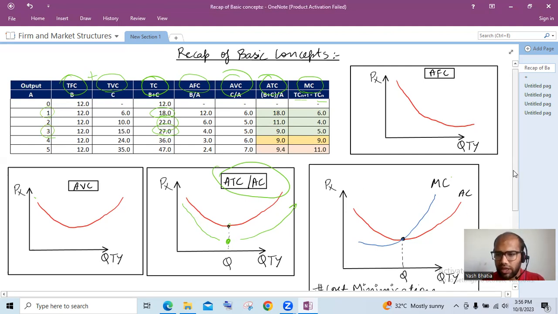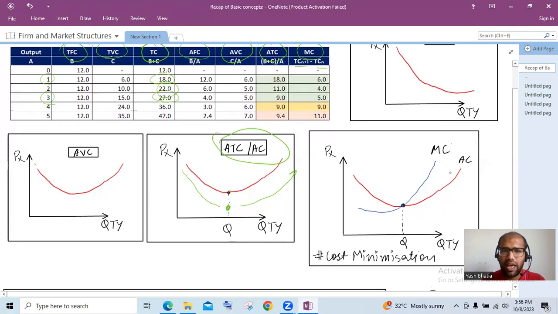Now let's have a look at the relationship between MC and AC. The MC curve, as you can see, first falls, reaches the bottom, and then again rises. So MC is also a U-shaped curve. So MC, AC, and AVC, these three are U-shaped curves. Here in the highlighted columns, you can see that MC and AC are equal at $9 at 4 units of output, right? So this output is highlighted here. This is the point Q where your cost is minimum. You see, the cost is $9 here.